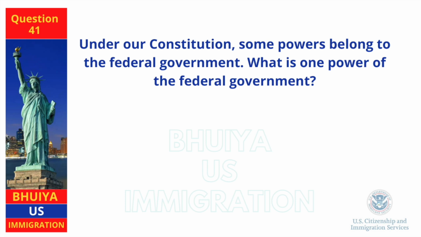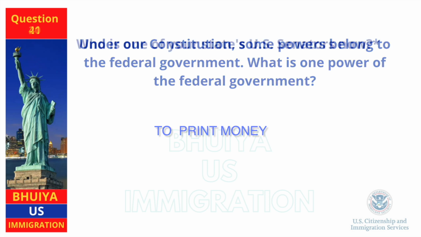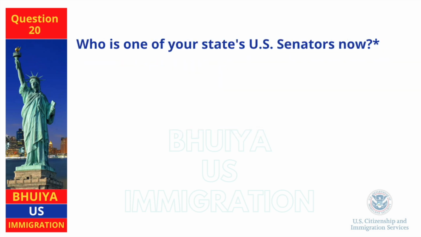Under our Constitution, some powers belong to the federal government. What is one power of the federal government? To print money. Who is one of your state's US senators now? This answer will vary.